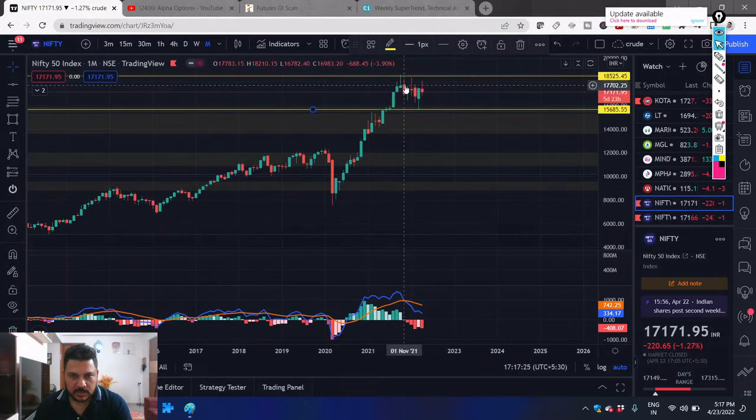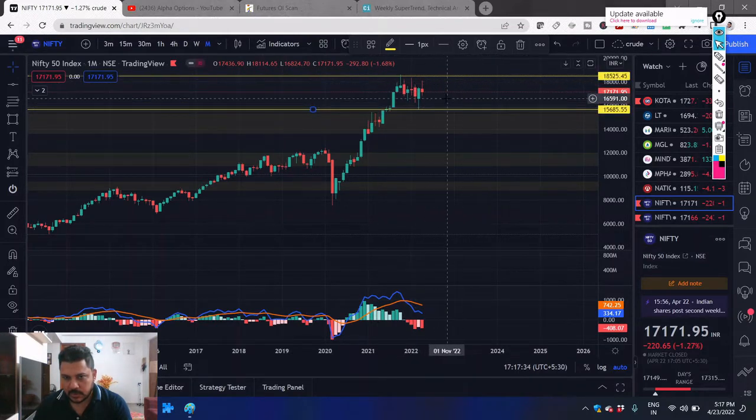So this is the pole and this is the flag, and flag patterns tend to break upwards. Okay, if it consolidates, it can break upwards, or it can break this low and come down to the next level of zones that we have. But there is strong support at this level which is going to hold. Okay, so that is on a monthly time frame.